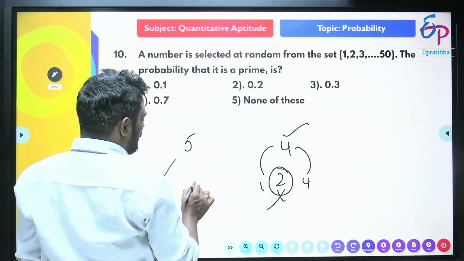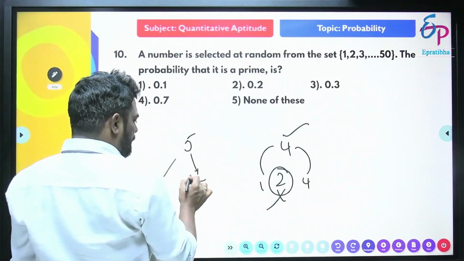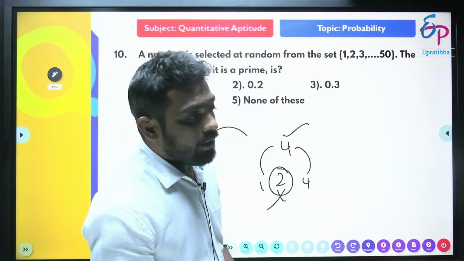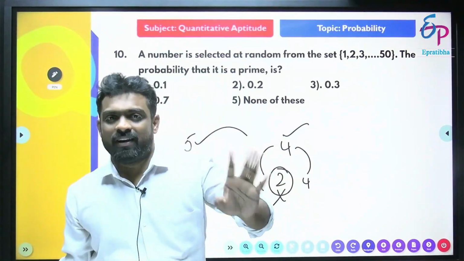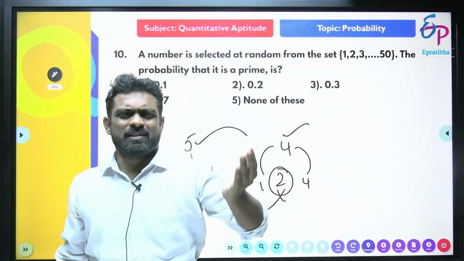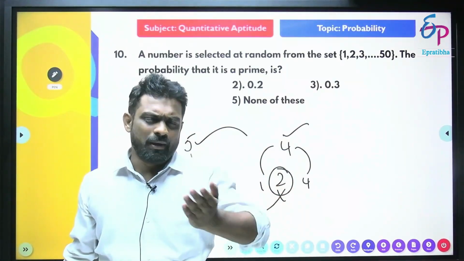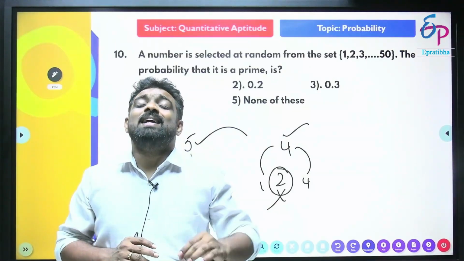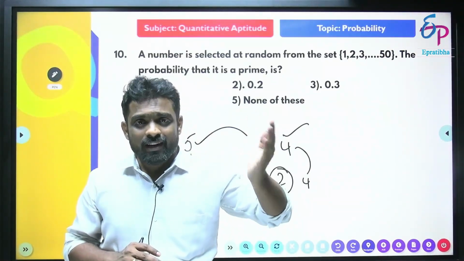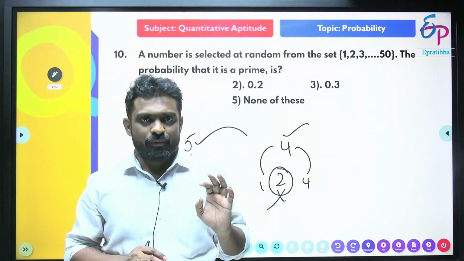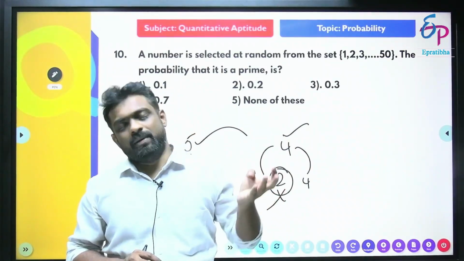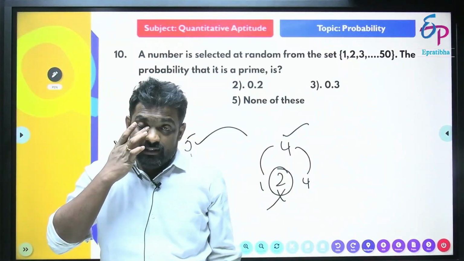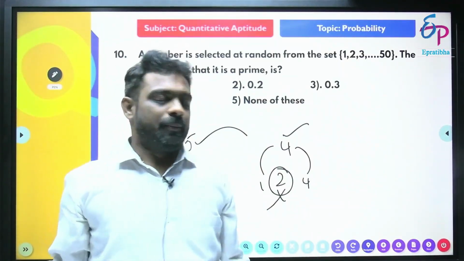5 is in the 1 table and the 5 table and not in any other table, right? So this is a prime number. Every number is divisible by one and by itself. A prime number should not be in any table except the 1 table and its own table. So 2 is a prime number, 3 is a prime number, 5 is a prime number, 7 is a prime number, 11 is a prime number.